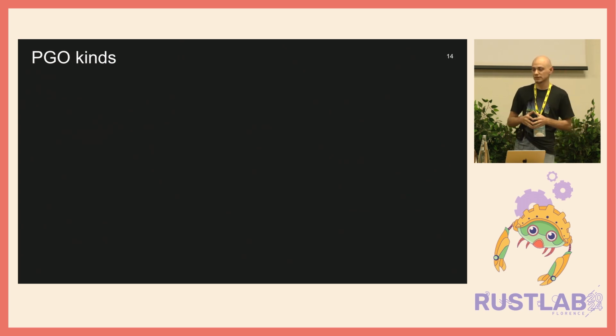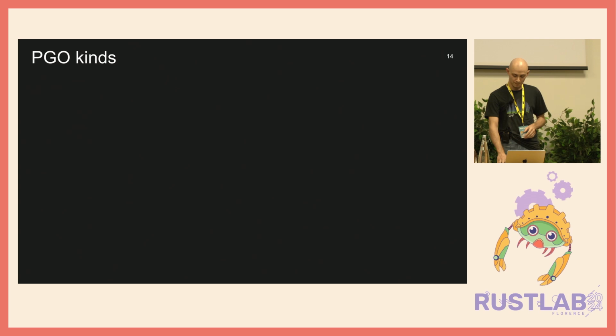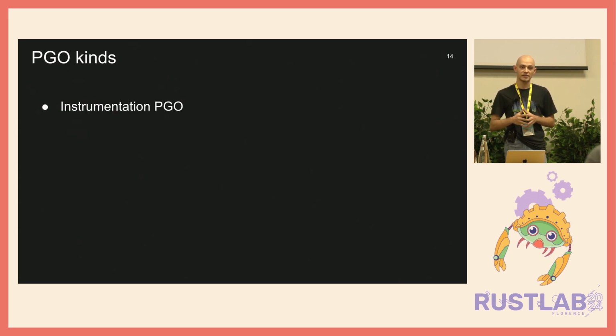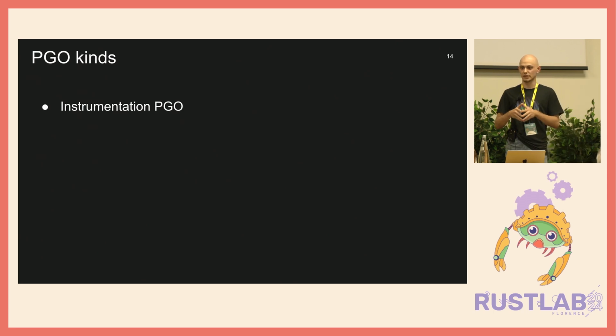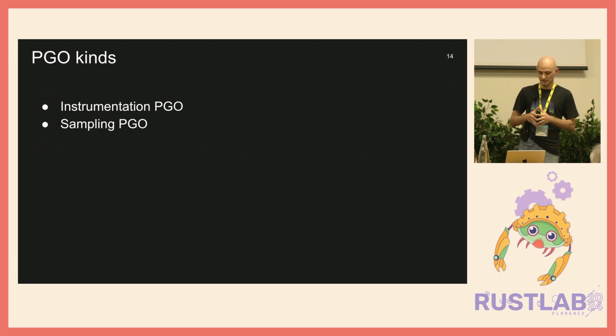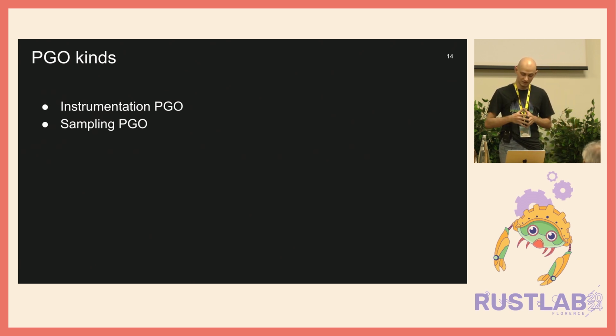Let's talk about different PGO kinds. The most basic one is Instrumentation PGO. It's the most known and widely used PGO in practice. Sampling PGO is a bit more advanced PGO way, and sampling PGO, for some reason, is called feedback-driven optimization. We will talk about the reason later.